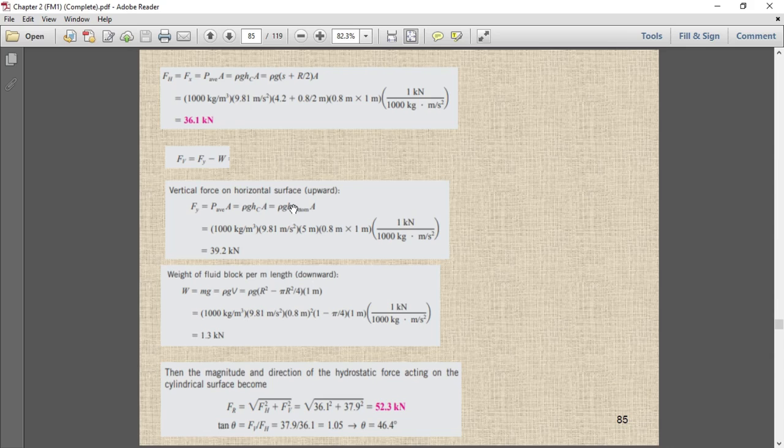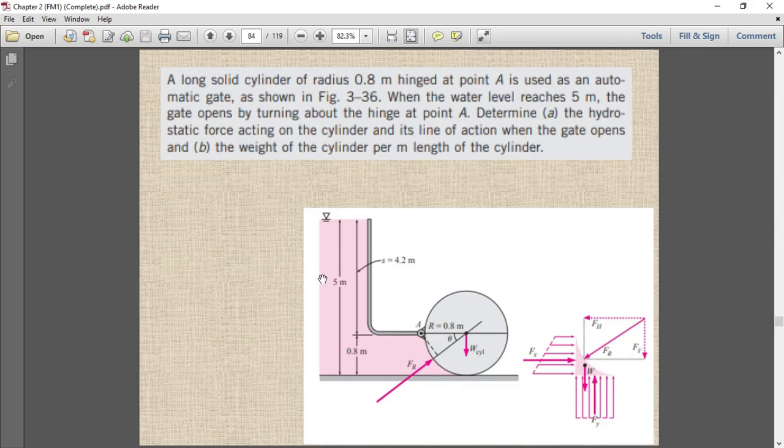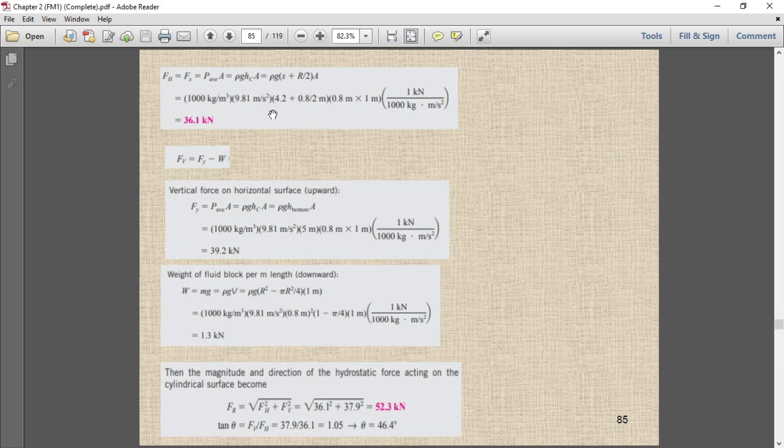Hc is equal to the height of the fluid. From here to here is 4.2 meters, and then the centroid of this, what is the height? 0.8. So the centroid of this surface will be equal to 0.8 by 2, that means 0.4. So this is going to be 4.2 plus 0.4, and this is the area.